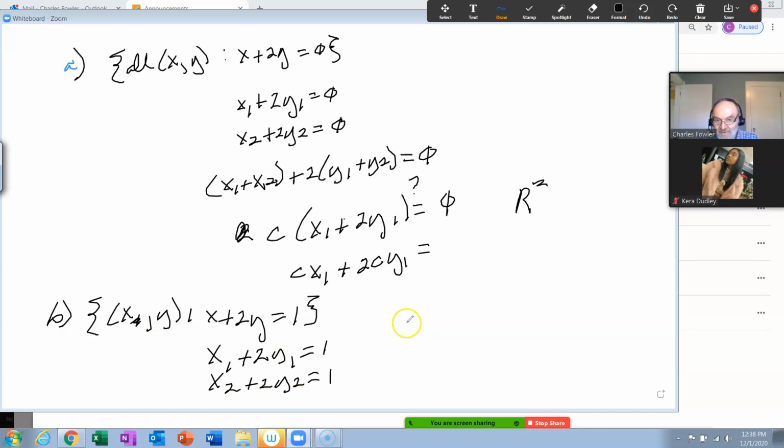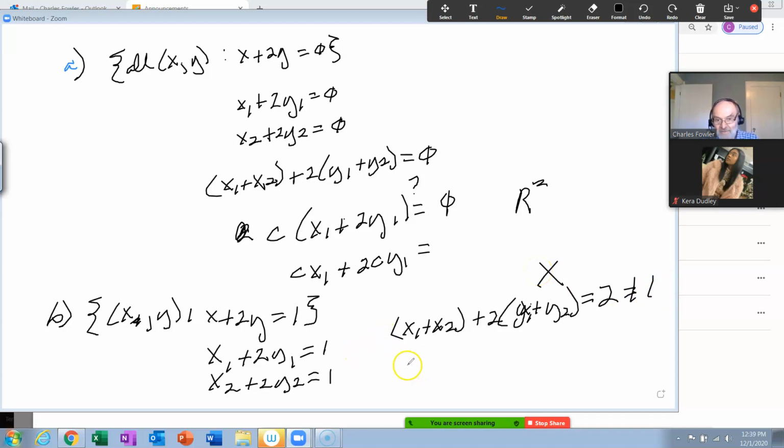You add these together, and you have x1 plus x2 plus 2 times y1 plus y2. That now is equal to 2, so that would not be in it. The sum of these two would not equal 1. That is not equal to 1. Now that's really the harder one to do.